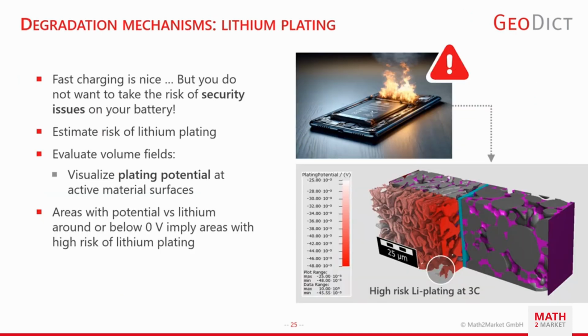Next, I want to show the degradation mechanism lithium plating. So what is lithium plating? This occurs especially when you have fast charging. Then it might be that locally you don't insert the lithium ions into the anode material, but you plate metallic lithium on the surface of the anode material. And in the worst case, you will get lithium dendrite growth and maybe even penetration of the separator, and then you have a short circuit, and it could be that the battery is on fire, and this you don't want.